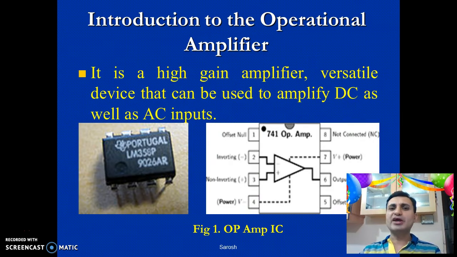Let's introduce an operational amplifier, abbreviated as op-amp. It is a high gain amplifier, a versatile device that can be used to amplify DC as well as AC inputs. Figure 1 shows the integrated circuit op-amp, which is an 8-pin IC, and its corresponding pinout.